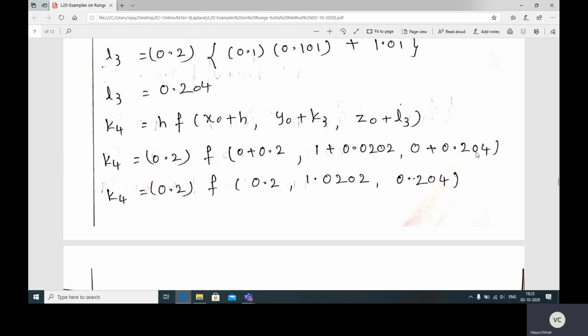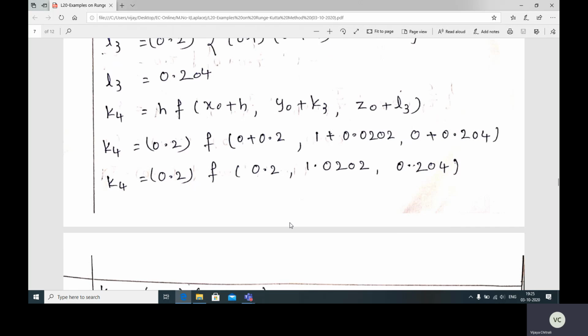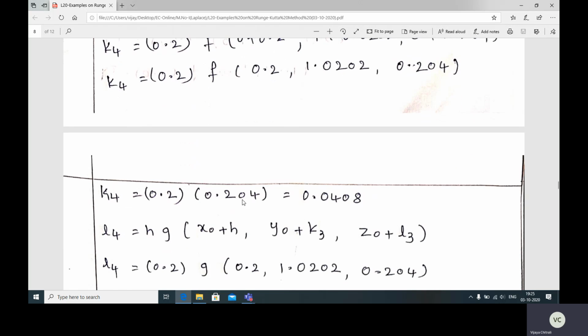So 0 plus 0.204. We will get K4 is equal to 0.2 into f of 0.2, 1.0202, 0.204. f of x, y, z is z. In place of z, 0.204. So 0.2 into 0.204 is 0.0408. So this is K4.